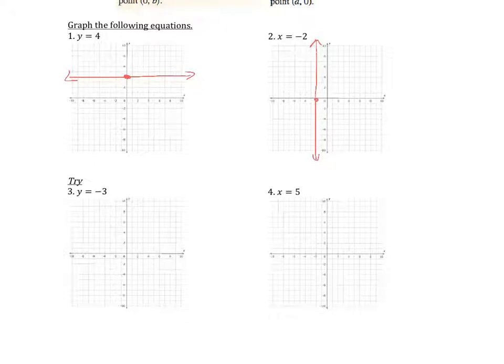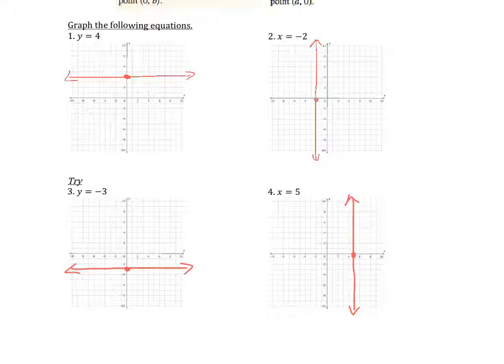All right, so number 3 is y. So y is the vertical axis, so I want to go horizontal through -3. So there's my intersection point, and I go opposite the axis. On number 4, it's x. X is the horizontal axis, so I want to go vertical through +5. So vertical through +5. Okay? So those are my special case horizontal and vertical lines.